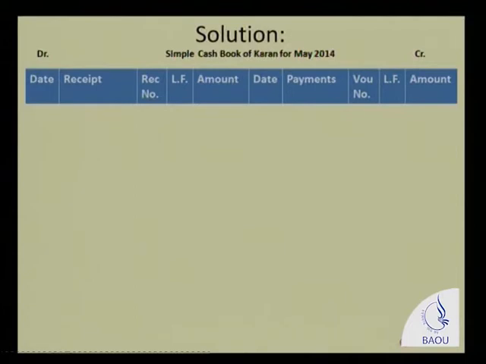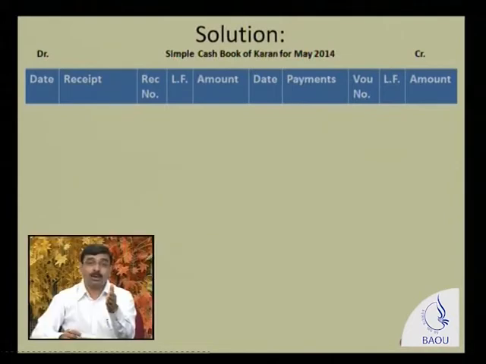First the date will be written, then the receipts, that is from whom we are receiving this amount. If there is a receipt number, it would be recorded in the third column. If you post this transaction into a ledger account, then the ledger folio number or ledger page number will be written in this column. The amount of the transaction will be written in front of the respective receipt.